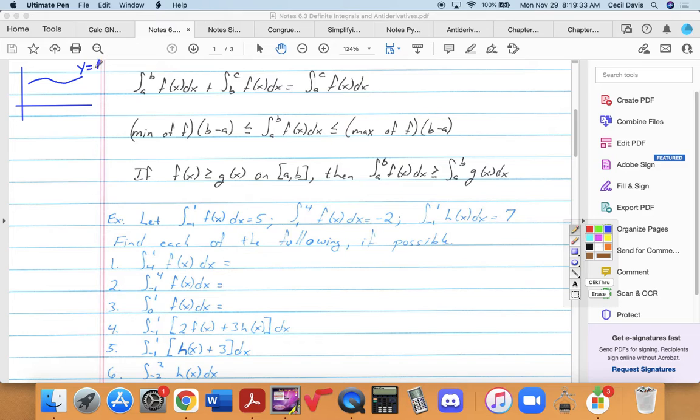So if this is y is equal to f of x, and this is a, and we'll put b here, and we'll put c here. Everybody's happy with this, that the integral from a to b plus the integral from b to c is equal to the integral from a to c, because you're just adding those areas together. Did it say that b had to be between a and c? No. Is it true if it's not? Yeah. Well, let's take a look.